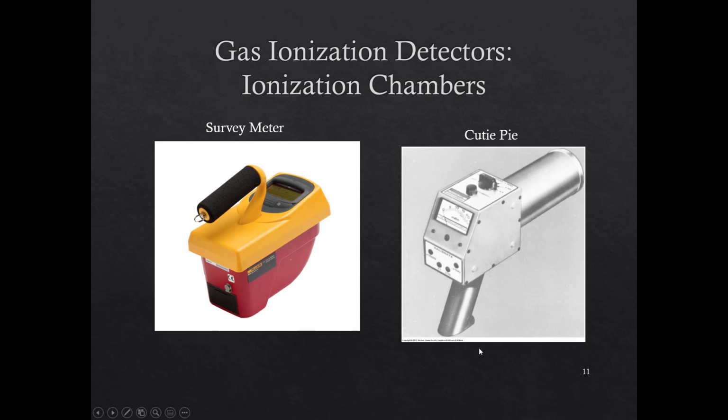You have something called the cutie pie. I just wanted to put this picture here. It's kind of an older picture, but still a good one. The cutie pie is used to get an mR per hour. So this one is also mR, or milliroentgen, per hour. So this is reading out in roentgen, a specialty unit.